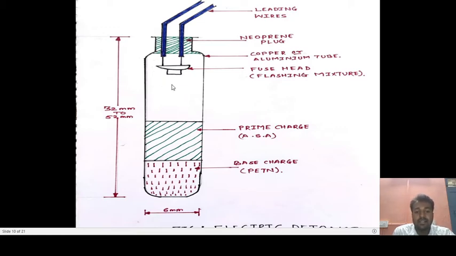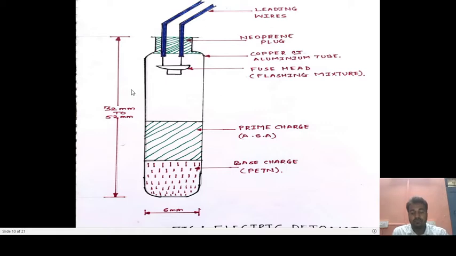In case of the low tension fuse head, the tungsten carbide is placed similarly. When the current passes through these two leading wires, this tungsten carbide starts glowing, which creates a spark here. This spark is enough for initiating the prime charge. As the prime charge initiates, it in turn explodes the base charge. In this way, the initiation takes place in case of an electric detonator.